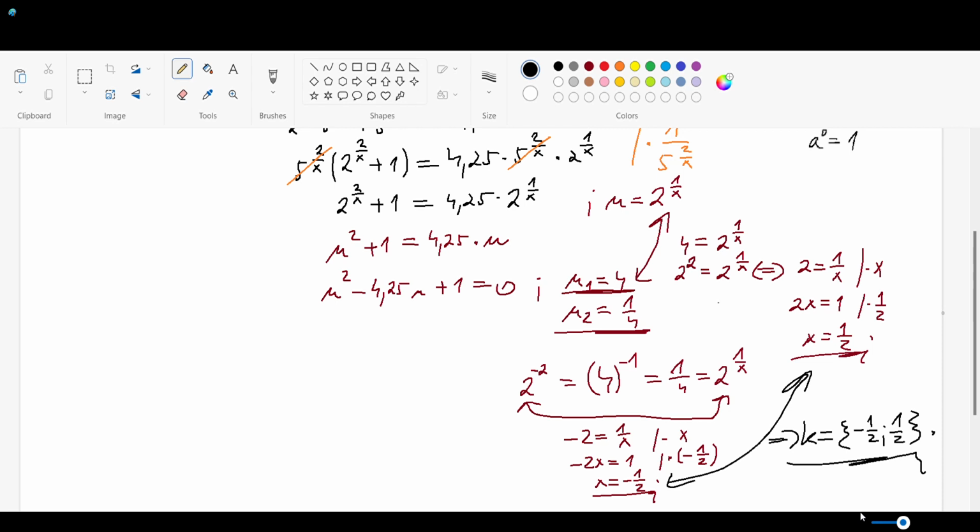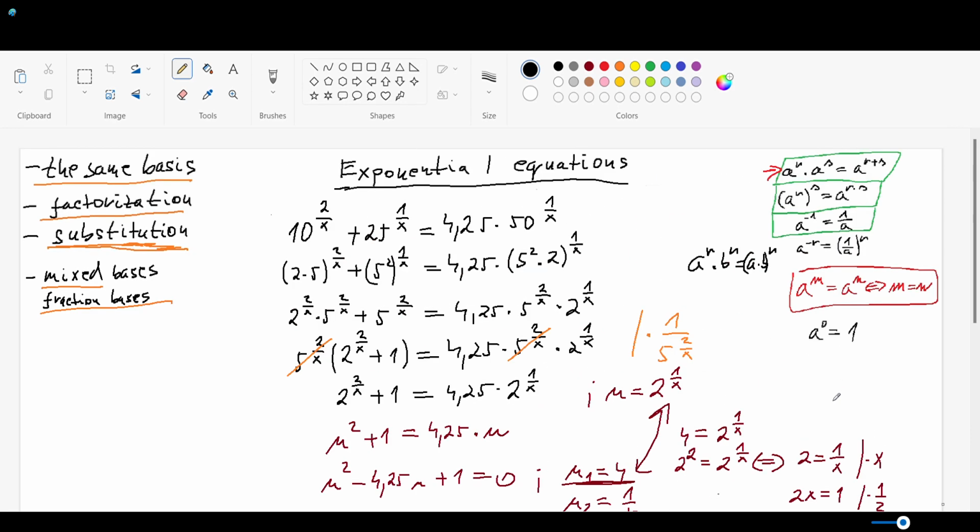Okay, so that's all about the last and, let's say, the most complex exponential equations to solve.